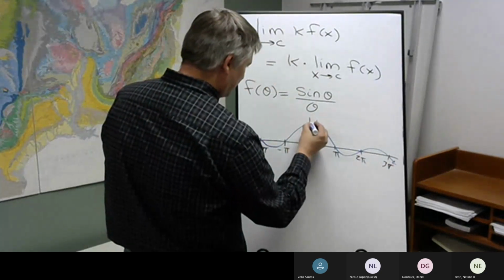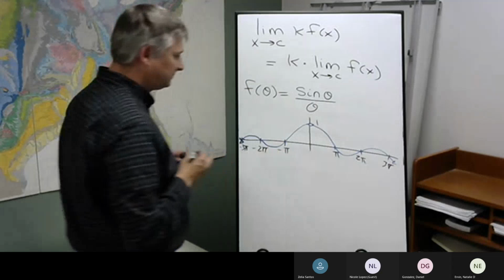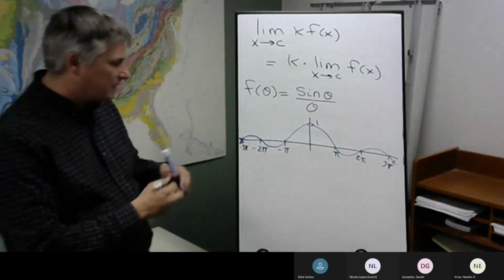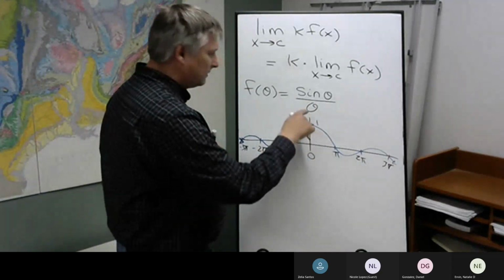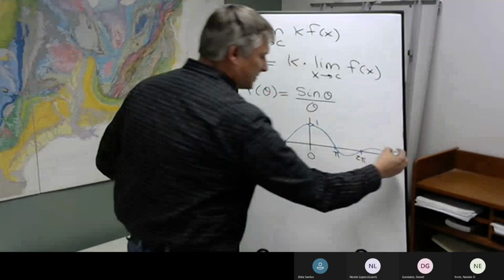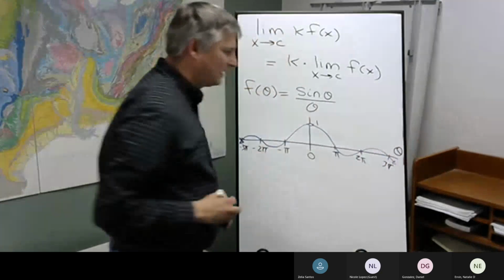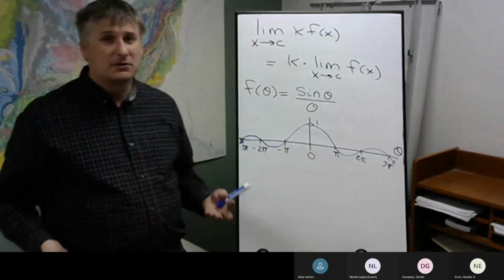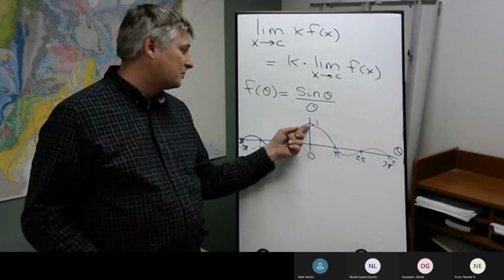There's a hole here. And the reason being is that we've got theta is 0. This is our theta axis. Well, we get a division by 0. So we're going to get a hole.